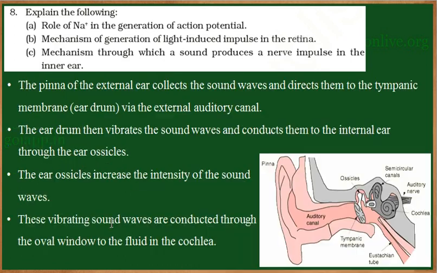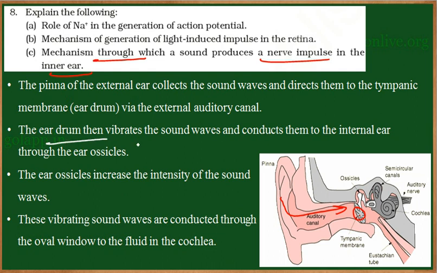So let's move on to the next part of the question, that is the mechanism through which a sound produces a nerve impulse in the inner ear. In the previous question, we learned about the impulse generated in the retina. Now let's learn about the impulse produced in the inner ear. First, the sound waves are collected by the pinna. They are transmitted to the auditory canal and then to the tympanic membrane or the eardrum. So the tympanic membrane is also called the eardrum.